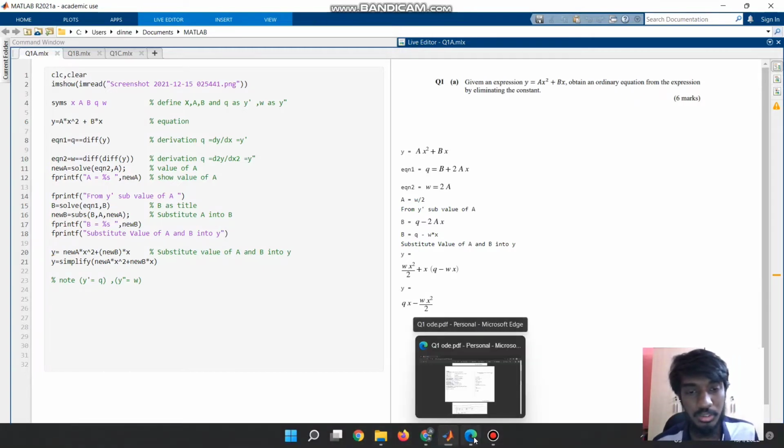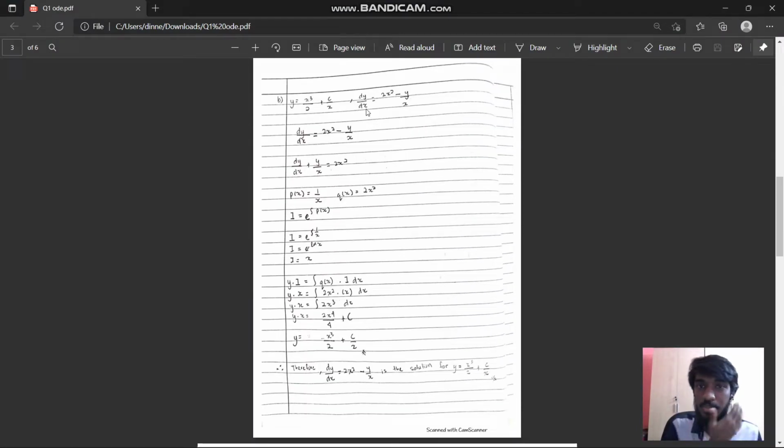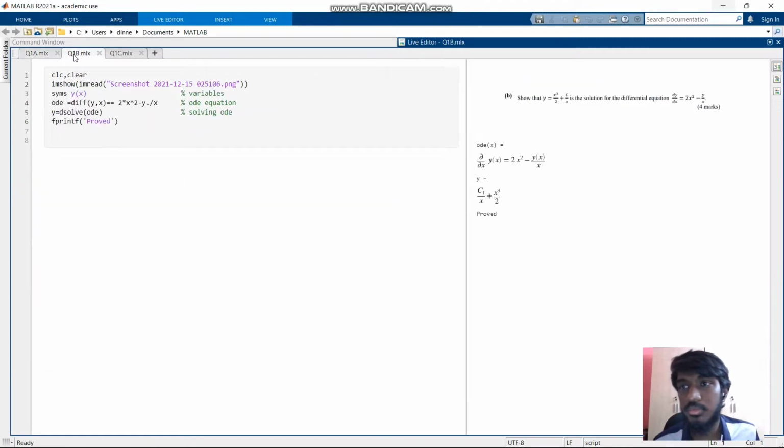Okay, let's go for question 2. This is question B, and this is the manual calculation. This is the simulation. Question B shows that y equals x cubed over 2 plus c over x is the solution of the differential equation dy/dx equals x squared minus y over x. Here I use this code.